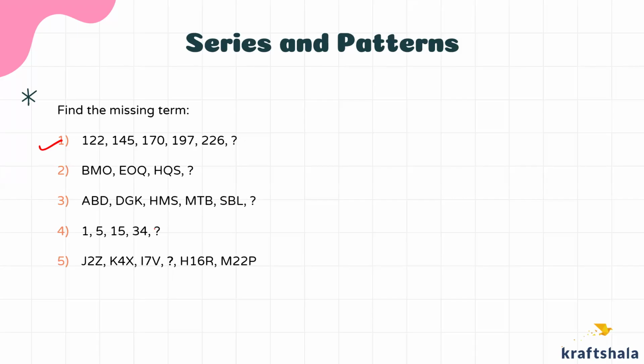So first one is pretty simple. The difference between these two numbers is 23. Then the next is 25. Then the next is 27. Then the next is 29. So the difference is increasing by 2 in every case. So the last will be 31. So 226 plus 31 is 257, which is my answer. Right. Try the second one.